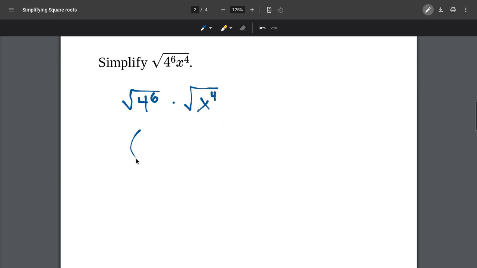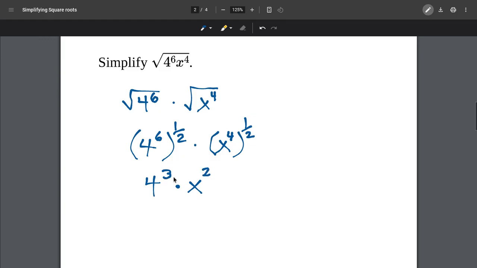And again, we can rewrite this with fractional exponents. So I can do 4 to the 6th power raised to the 1/2 power times x to the 4th power raised to the 1/2 power. Well, so now we can multiply the powers. 6 times 1/2 is 3, so we get 4 to the 3rd power, times 4 times 1/2 is 2, x squared.